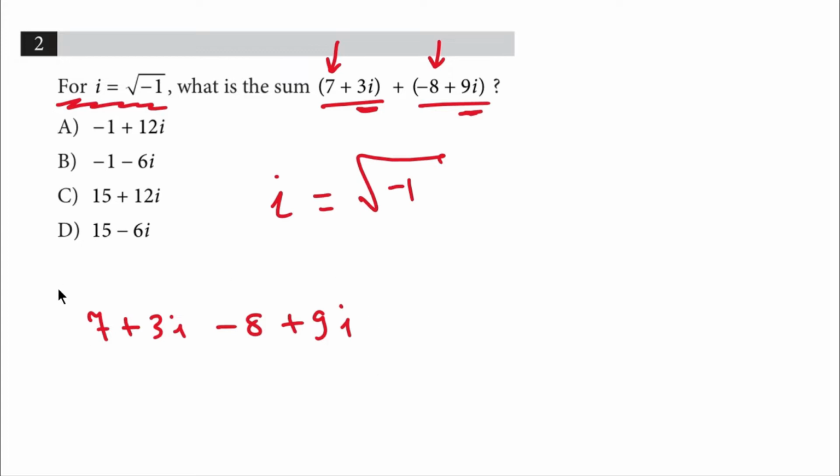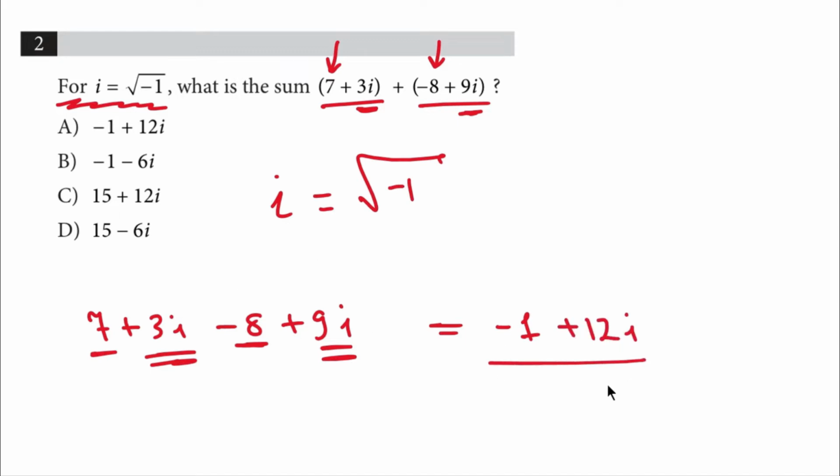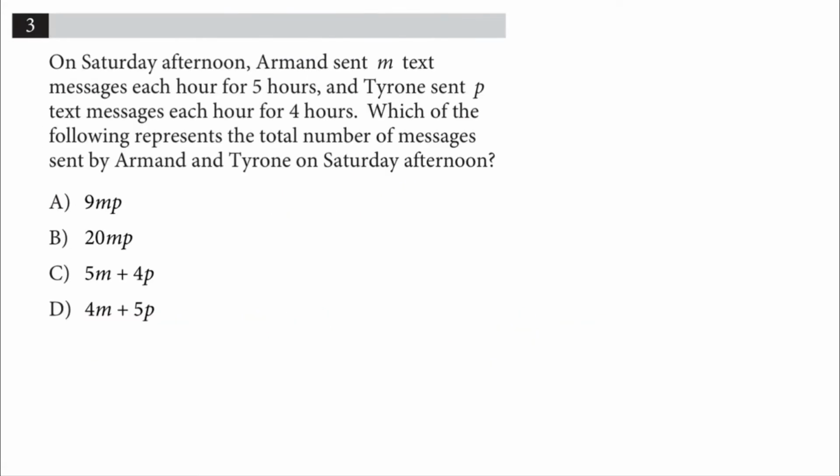When you want to sum it up, you treat the constants just like you treat them in polynomials. So you sum 7 and negative 8 and you get negative 1. And then you sum the complex or the imaginary part separately. So 3i plus 9i is equal to 12i. So the answer to this question is negative 1 plus 12i, which is A. Now let's move on. Try to solve this.